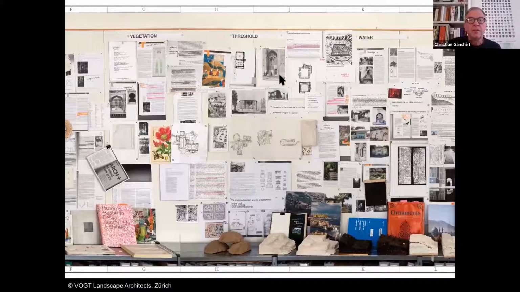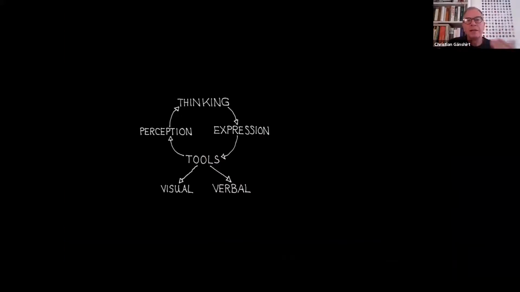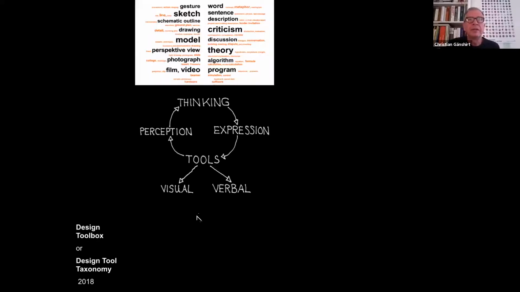So now let's go back to my systematic and how I had to revise it. So go back to the design cycle. Understanding this discussion that had come up over the last 10 years showed me that actually everything in the design cycle can also be described as a tool. So expression can be a tool, thinking can be considered a tool. And as a consequence, the tools I had as visual and verbal tools, they also are thinking tools because they structure our thinking.